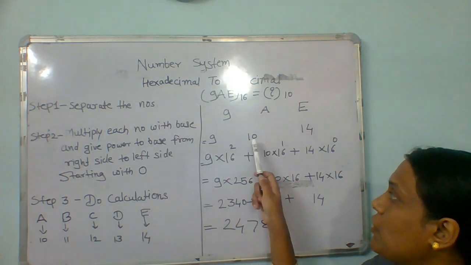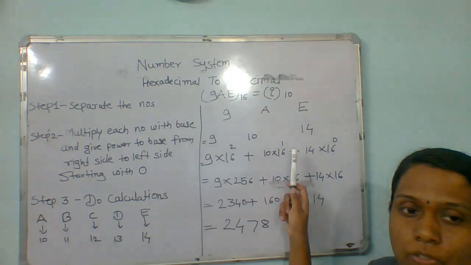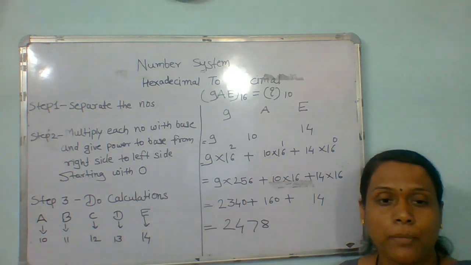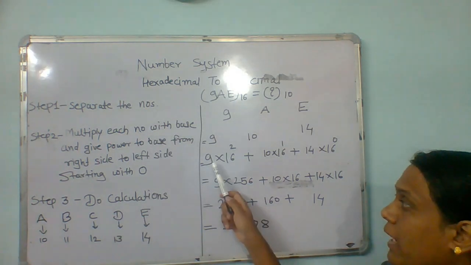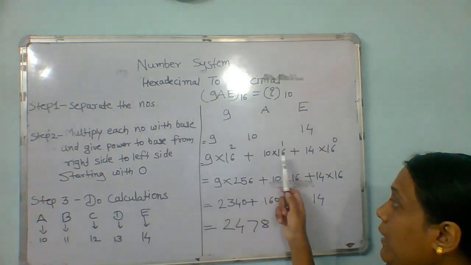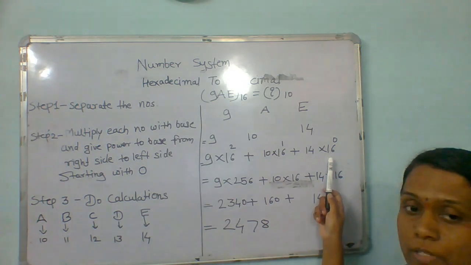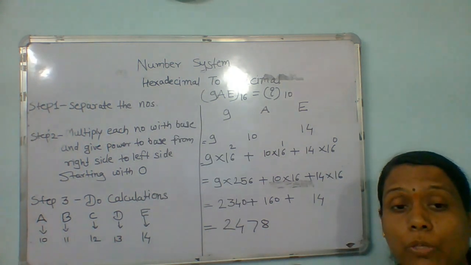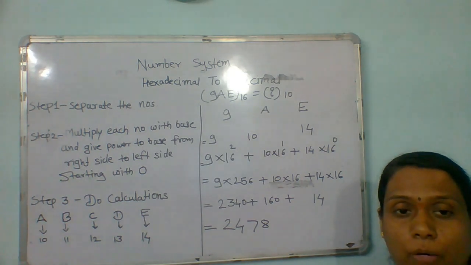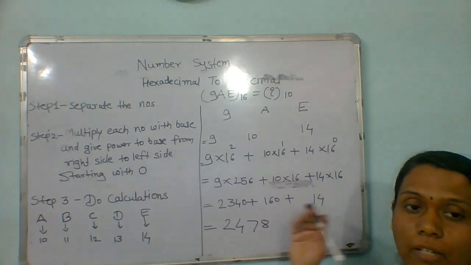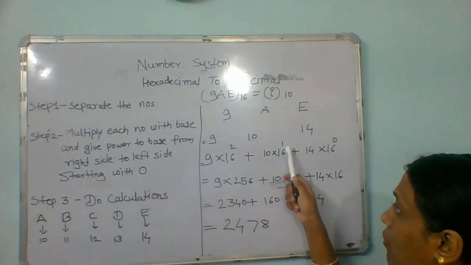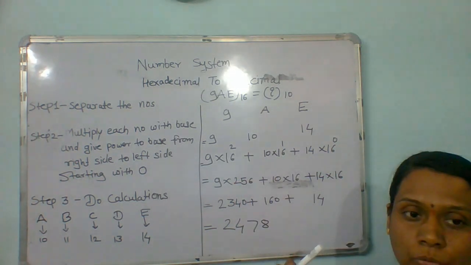Now multiply each number with the base. The base of that number is 16, so each number is multiplied with 16. So 9 into 16, then 10 into 16 and 14 into 16. And when we multiply with the number, we have to give the power. Start giving the power from right to left starting with 0. So 16 raised to 0, 16 raised to 1 and 16 raised to 2.